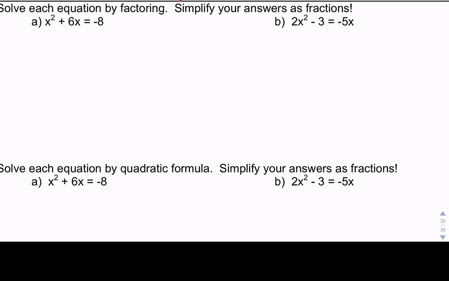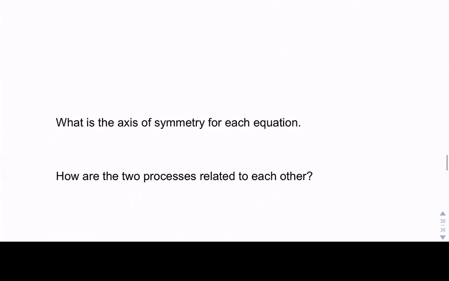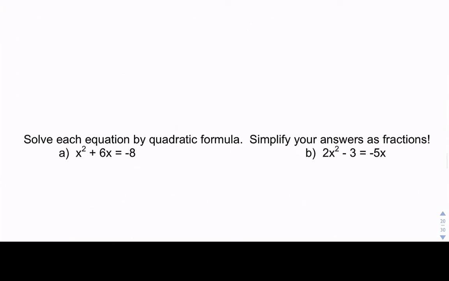All right, let's do some review here. Solve each equation by factoring, and then simplify your answers as fractions. And then we're going to review the quadratic formula, and then we're going to review the axis of symmetry and how it's related to what we just did. So first factoring, remember you need 0 on one side first.